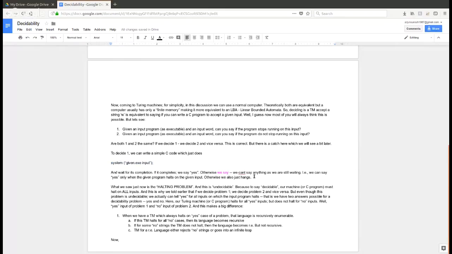So now we have a way to always say yes whenever the given input program halts for the input word. And unfortunately, if the given input program is not halting, we do not have any way of saying no. Actually, what you saw now is the exact halting problem, which is given in any TOC book. And this problem is the well-known undecidable problem. We do not have a way to say yes or no for all the inputs.